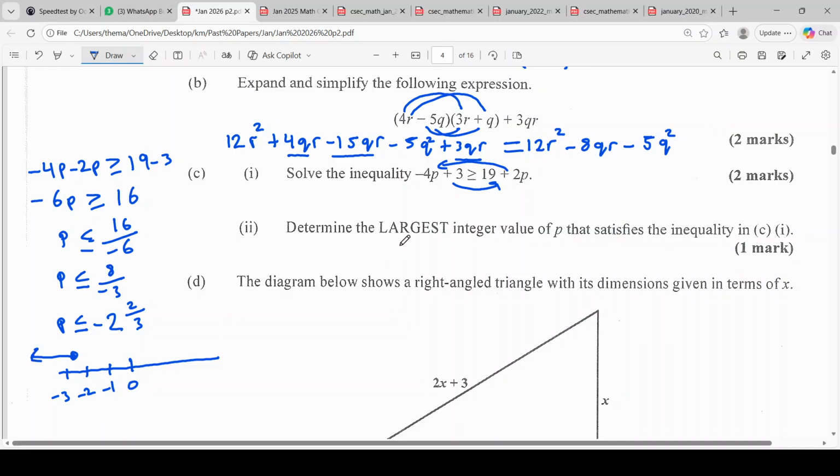And I want the largest integer of p. So the largest integer of p would be negative 3. The largest p is equal to negative 3. It wouldn't be negative 2 because negative 2 wouldn't satisfy this inequality, right? p is less than or equal to negative 2 and 2/3. So it's starting from here and going to the left.